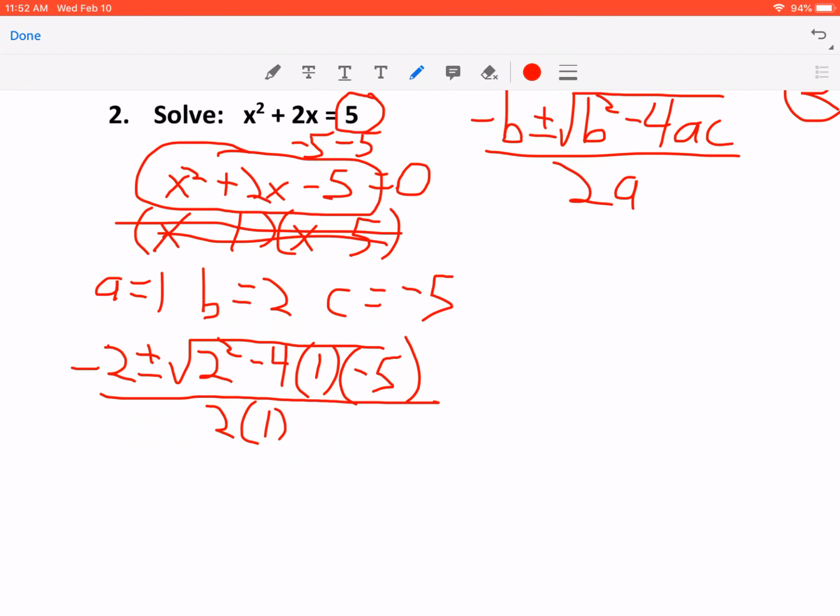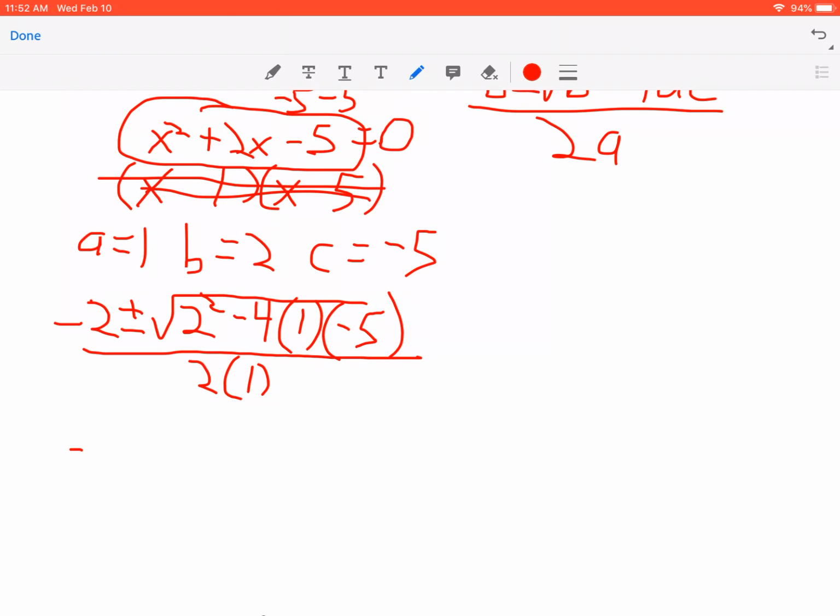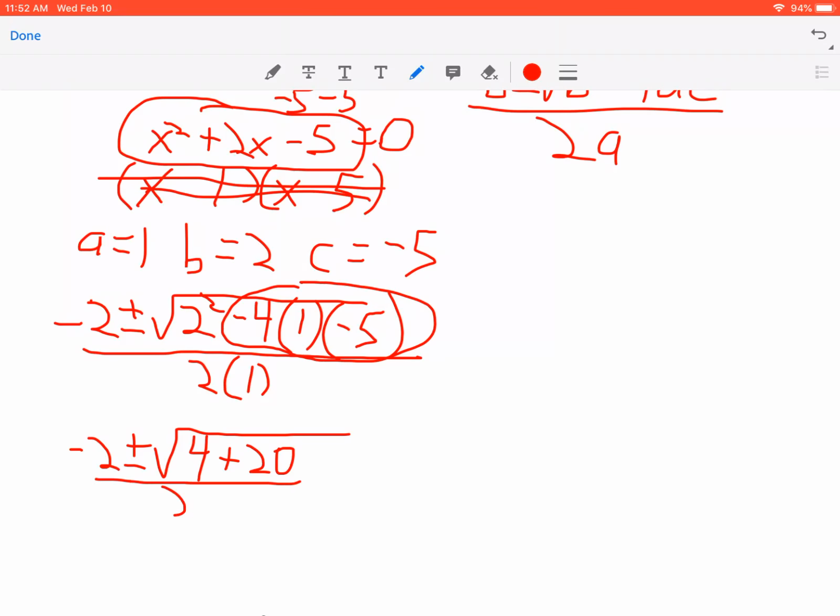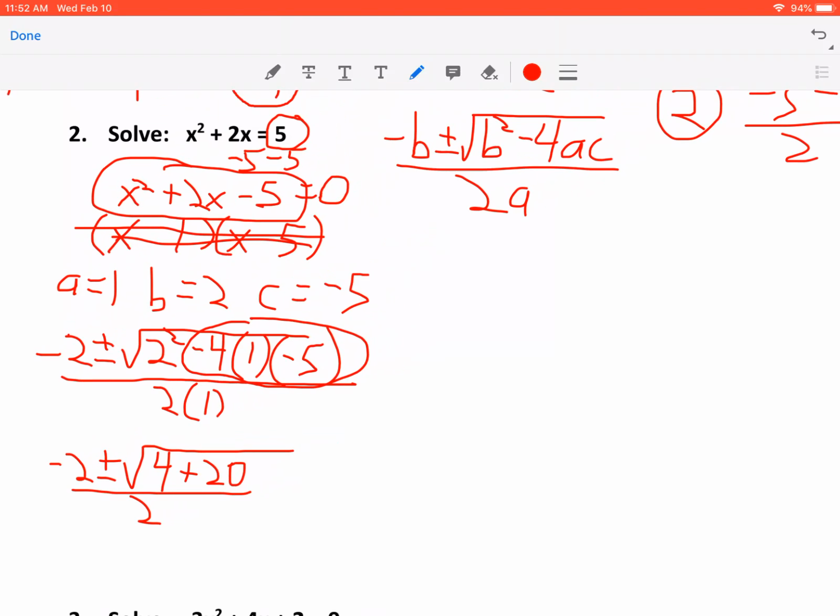All right, let's clean it up a little bit. So I got negative 2 plus or minus the square root of 2 squared is 4. This is a negative 4 times 1 times a negative 5. That should be a positive 20, divided by 2. So it looks to me like I've got negative 2 plus or minus the square root of 24 divided by 2. I'd take points off on a quiz. Why? You can still simplify 24.